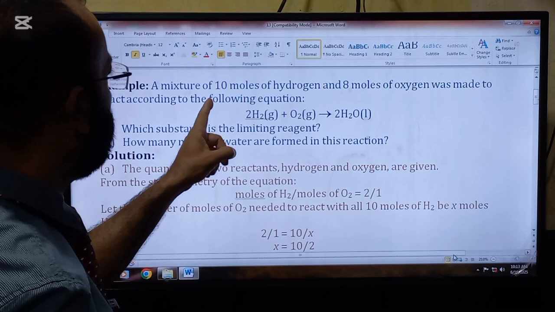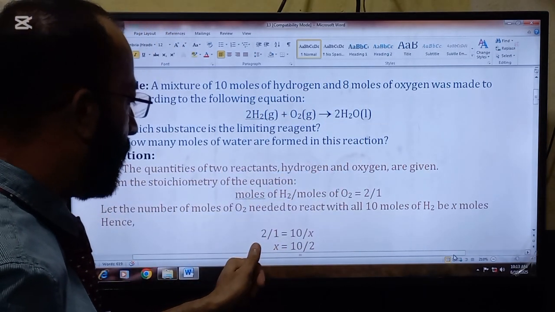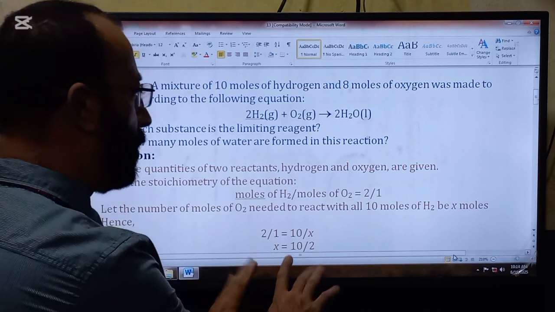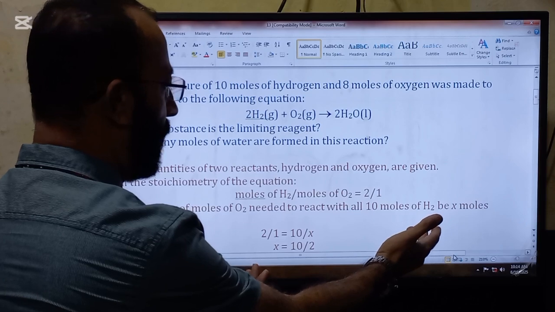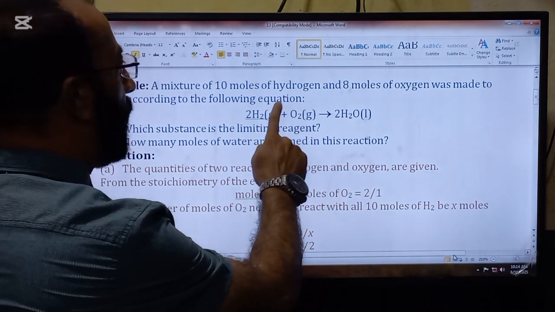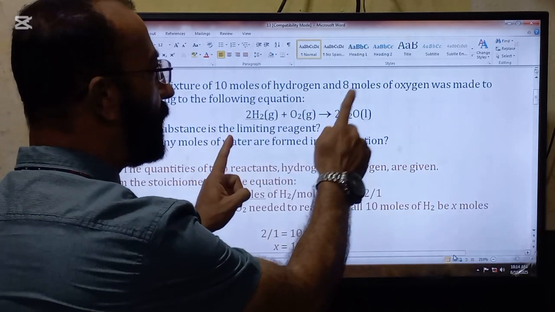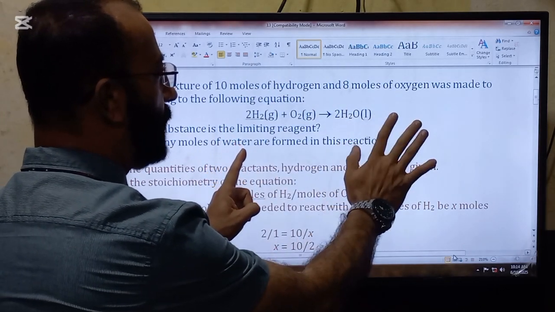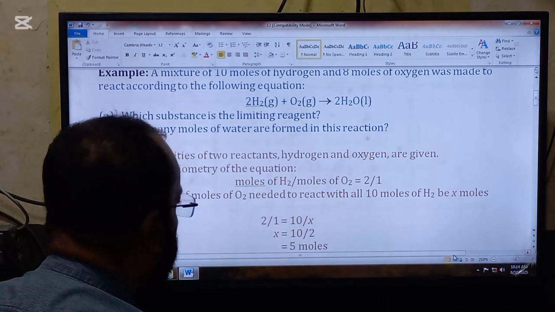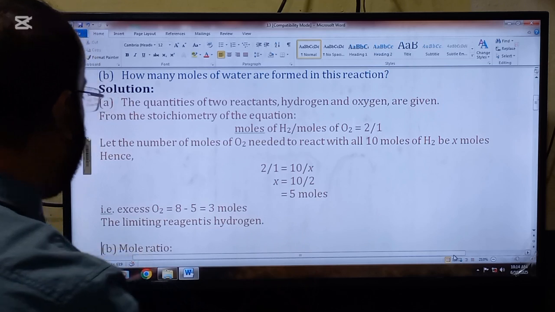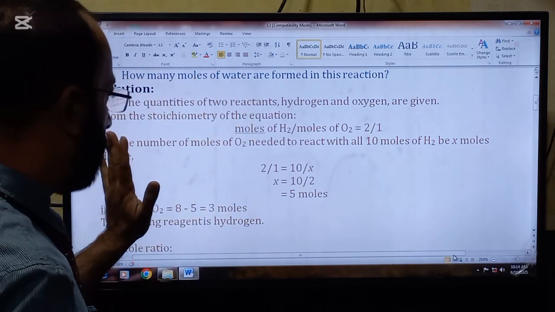But in the question, moles of oxygen are given as 8, and we have come to know that just 5 moles are required to react with 10 moles of hydrogen. It means still there are some moles of oxygen available. So it means hydrogen is totally consumed, but some moles of oxygen are still left. So it means hydrogen is the limiting reagent. So look now, 5. So excess O2 is 8 minus 5, because 8 moles are in total given in the question.